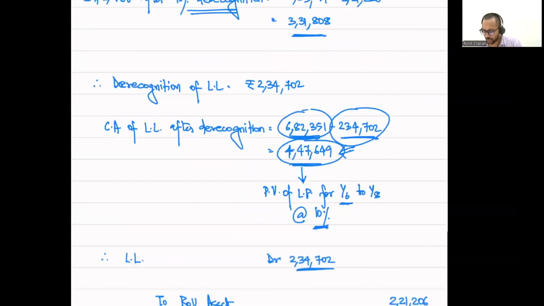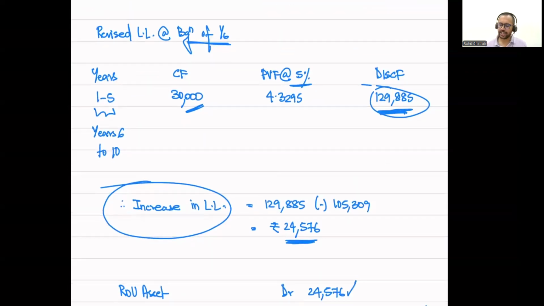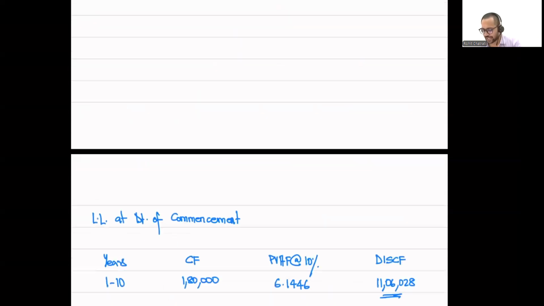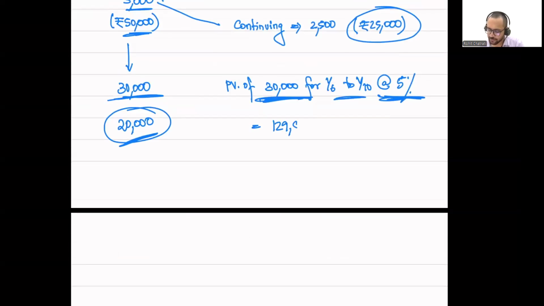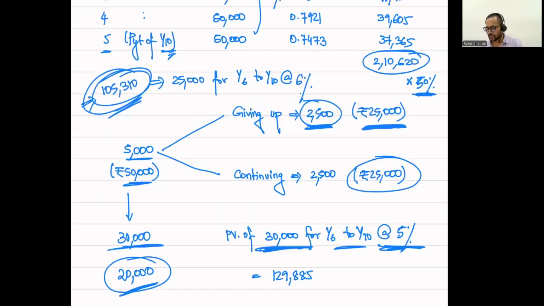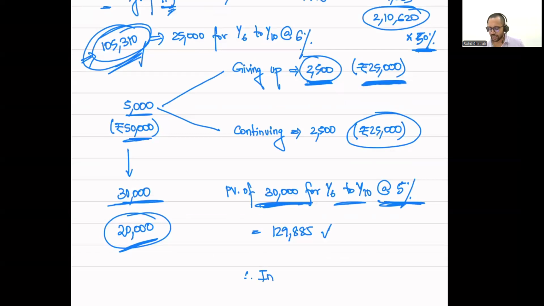I don't exactly remember the amount here. Let me just quickly go and check what that amount was. We had an amount equal to 129,885. 30,000 discounted at 5% was equal to 129,885. So my revised lease liability was supposed to be 129,885. And we recognized the difference between 129 and 105 as the increase. Therefore, the increase was 129,885 minus 105,310, which was equal to 24,575. Correspondingly, the ROU asset also had this increase. This increase was to both ROU asset and lease liability.